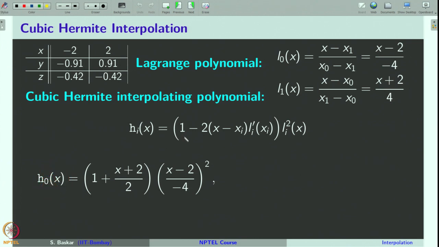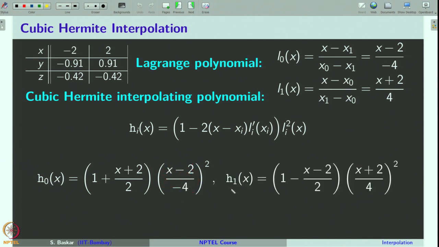Let us see how to get h naught of x. H naught of x is equal to 1 minus 2 into x minus x naught. Therefore, you have x plus 2 and then you have L naught dash of minus 2. You can obtain that from here and you can write it here, and finally, this term will become like this into L naught square of x. Similarly, you can get the expression for h1 of x also, and that is given by this.